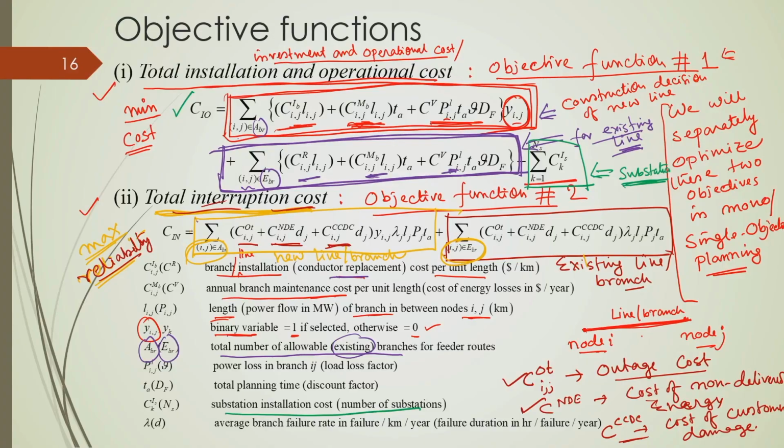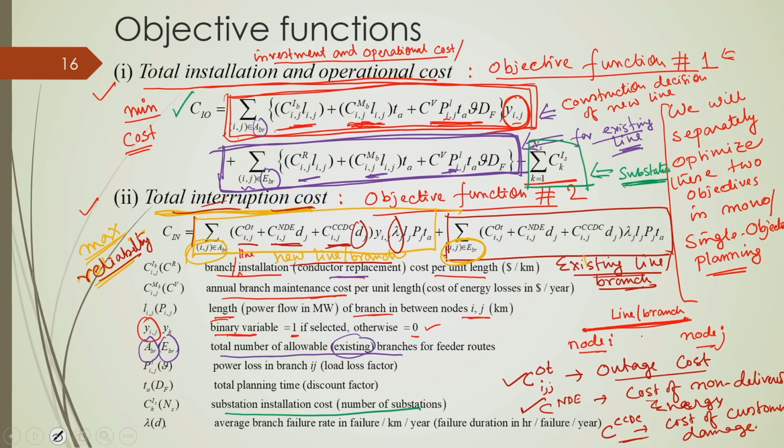So, this component is for the new line or branch and the fault of the new line or branch, and these are for the existing line or branch. Now, for the existing line or branch you can see how we have defined this. This all depends upon this lambda, that is the failure rate, and also depends upon this d. This small d stands for the failure duration.